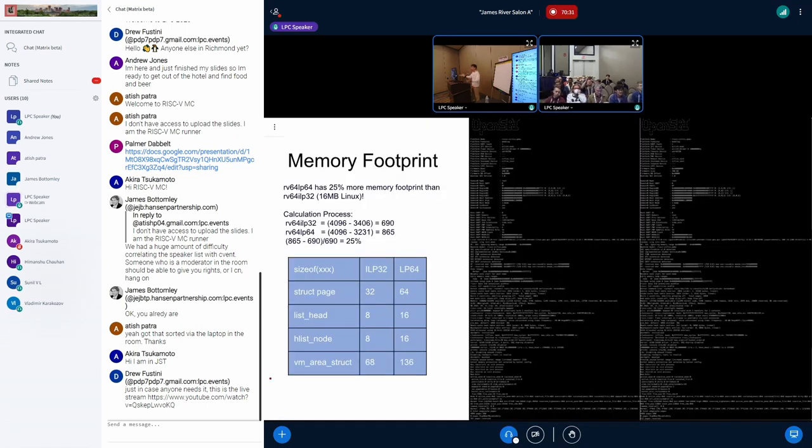I made some measurements to try to explain your question. Firstly, we tried a tiny configuration of the Linux kernel, with just 16 megabytes. This is a use case, and we found that RV64 ILP64 costs more than 25% more memory footprint than RV64 ILP32. We use the tiny configuration, and we also removed some 64-bit special configuration.